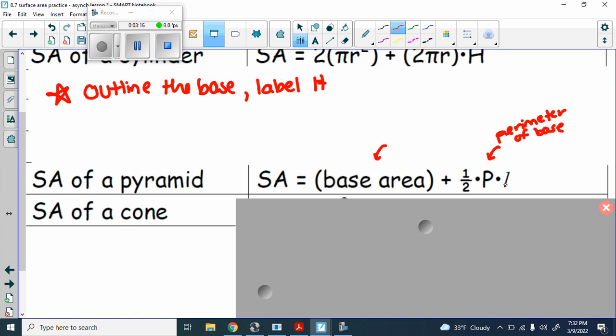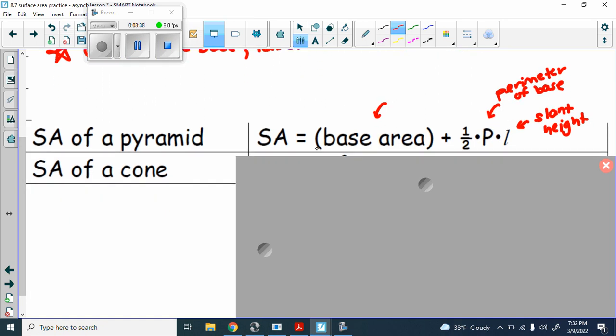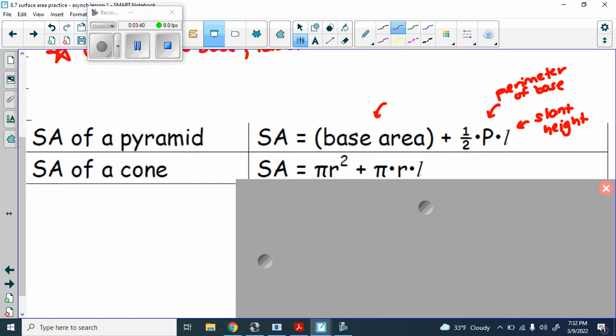And then we don't want the height of the actual pyramid. That runs straight up through the center of the pyramid. But we're talking about the surface. I don't care about the middle of it. We want this, lowercase l stands for slant height. It is the height that falls right on one of those triangular faces. And we'll see that in a diagram in a second. A cone is very similar, but again, we don't have a changing base shape. It's always a circle.